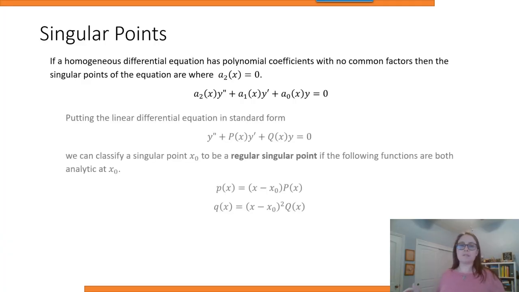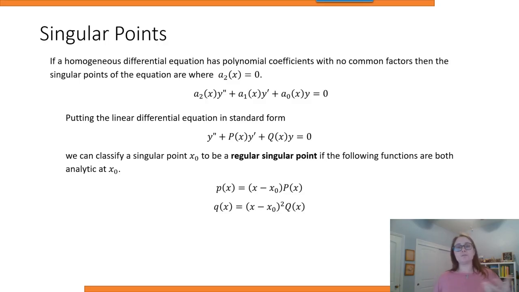If I put this differential equation into standard form, I can identify the p of x and the q of x that are multiplying y prime and y. And I get this standard form by dividing the entire differential equation by a2, that leading coefficient. So let's say I identify some singular point. This is where a2 at that point is equal to 0.